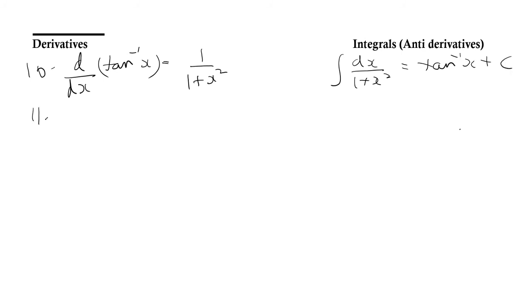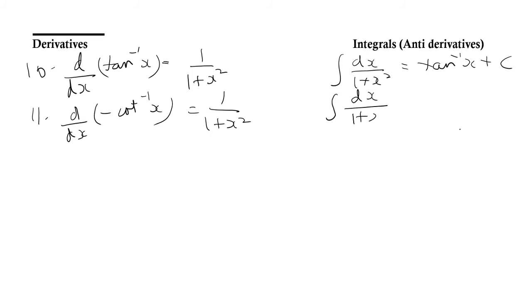Next one is d by dx of minus cot inverse x is equal to 1 by 1 plus x square. So integral dx by 1 plus x square is equal to minus cot inverse x plus c.